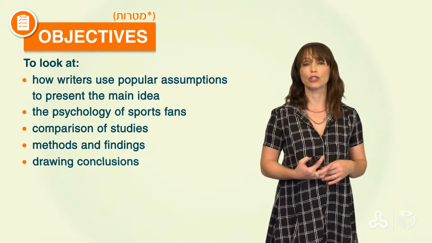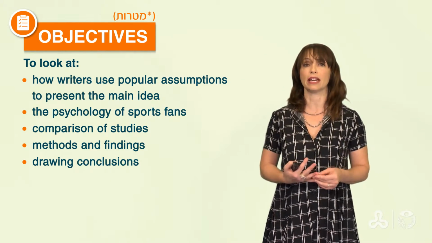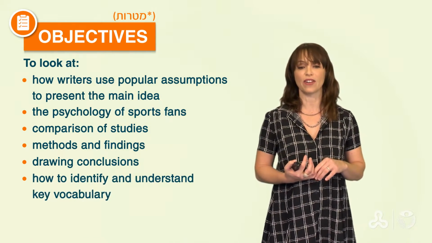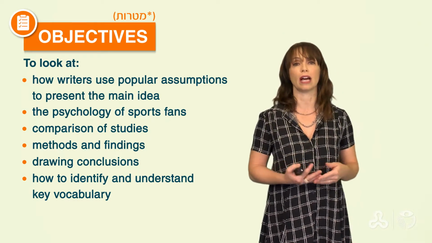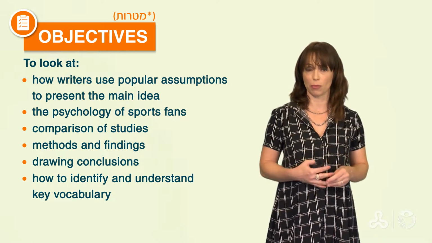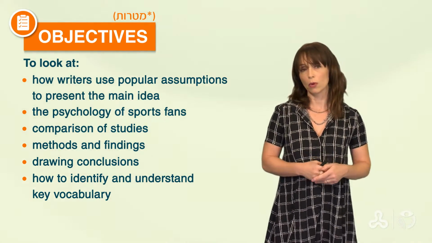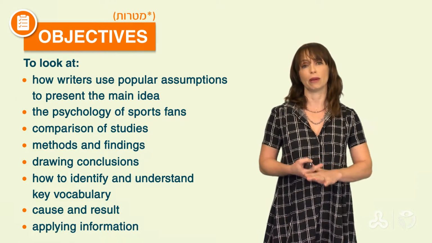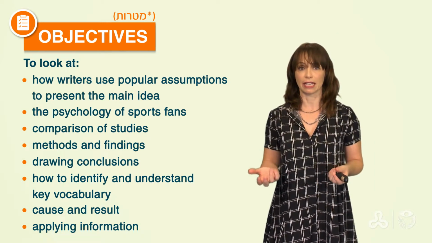We're going to try to draw conclusions, and to recognize conclusions in the text. We are also going to be identifying and understanding key vocabulary. Of course, a very important component of learning English is building vocabulary, so we'll focus here on expanding your vocabulary. We're going to look at cause and result, and again, applying information. We'll try to apply information from the text to a slightly different situation.